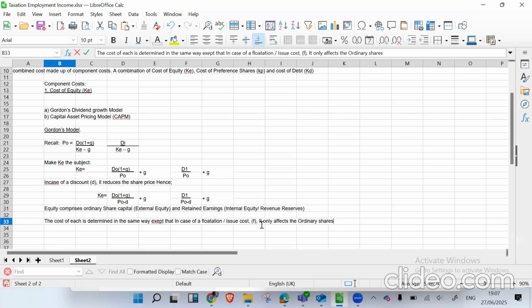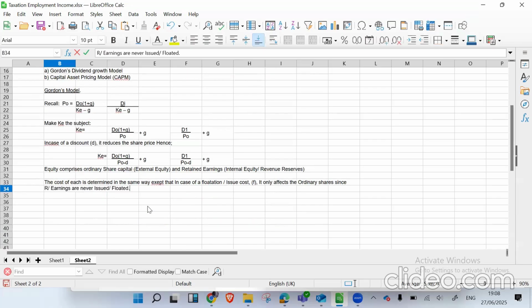It only affects the ordinary shares since retained earnings are never issued stroke floated. You cannot incur an issue cost on what you don't issue. We issue ordinary shares, we don't issue the retained earnings. So if we have the issue costs, they only affect what we issue, and what we issue is the ordinary shares.